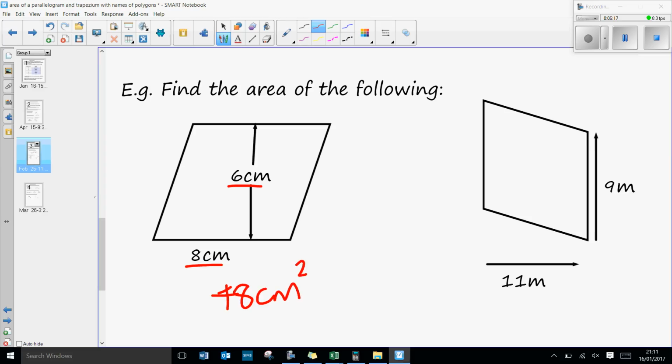This one is 9 multiplied by 11. Notice this one, they happen to have labelled the 11 meters outside the shape, but it's showing you that it's this measurement here. So that's 9 multiplied by 11, so that's 99 meters squared.